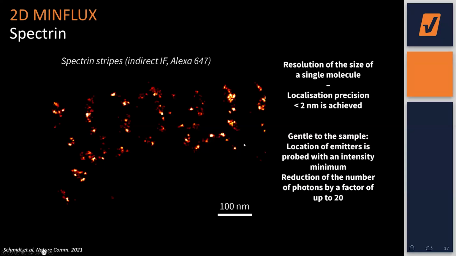This data came from our first MINFLUX customer, EMBL in Heidelberg. The first system was installed in August 2020. Two colleagues from Abberior and we together installed the system at EMBL. So now EMBL actually purchased three big MINFLUX systems.